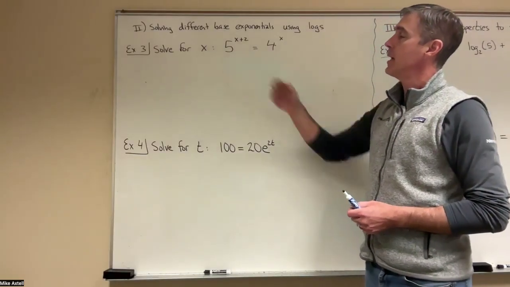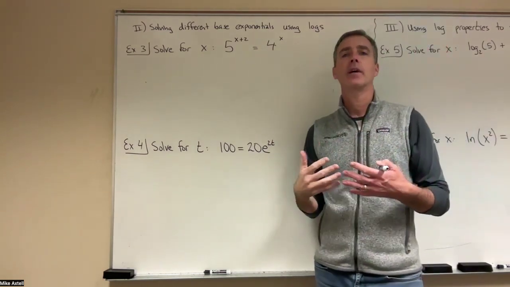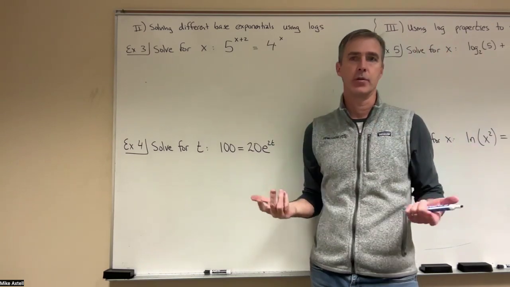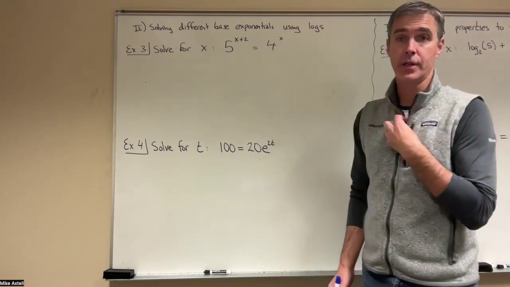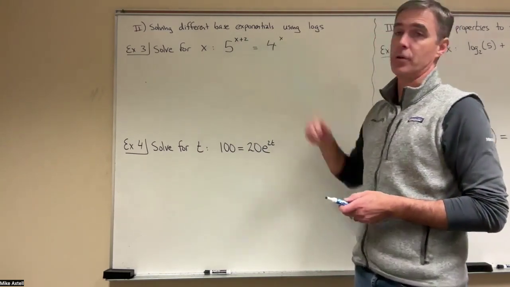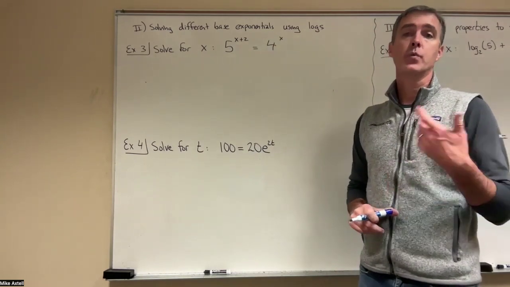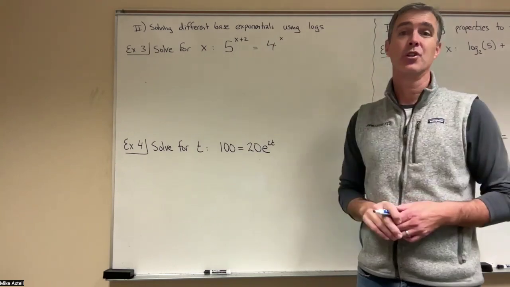In example 3 here, I've got a base of 5 and a base of 4, and I can't think of anything that I can make both of those common powers of. So I feel like I might be kind of hosed here. And the problem is the unknowns are up in the powers. So we're going to use one of the properties of logarithms to push us through to the finish line here.